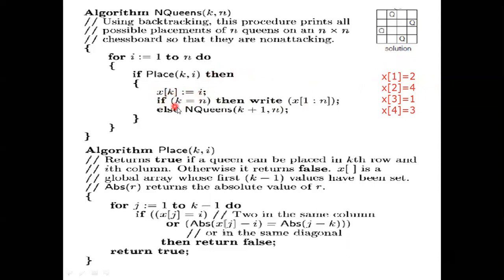Then it will try. What is the use of this? If k is equal to n. What is k? It is a row number. K is equal to n. What is n? Total number of queens. It is 4. That means k value first will be 1.